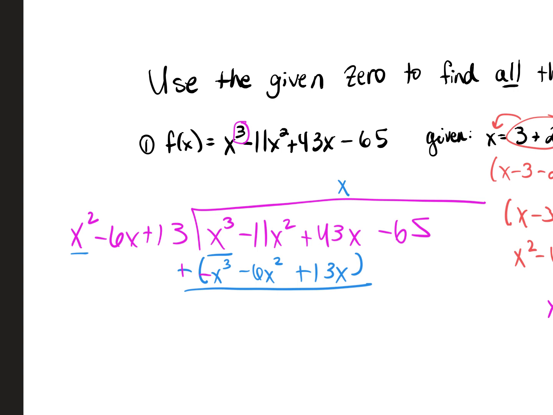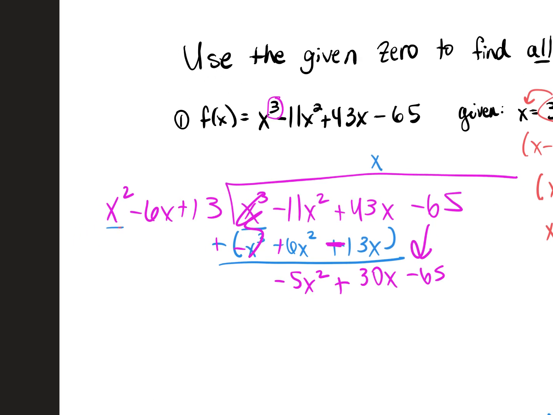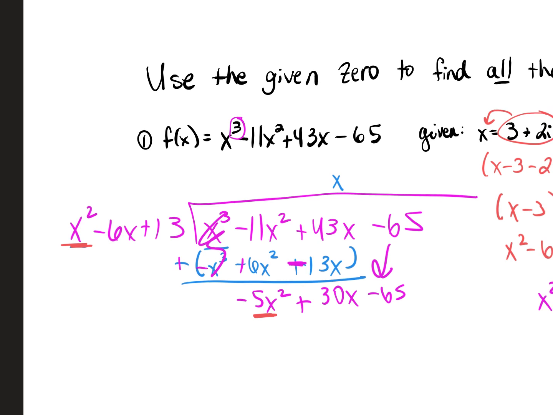We're going to distribute, distribute, distribute, distribute. So 43 minus 13 gives me 30x. 11x squared minus 6x squared gives me negative 5x squared. x cubes cancel. We bring down our negative 65. So now again, first term into first term. x squared times what gives me negative 5x squared? That's going to be negative 5.